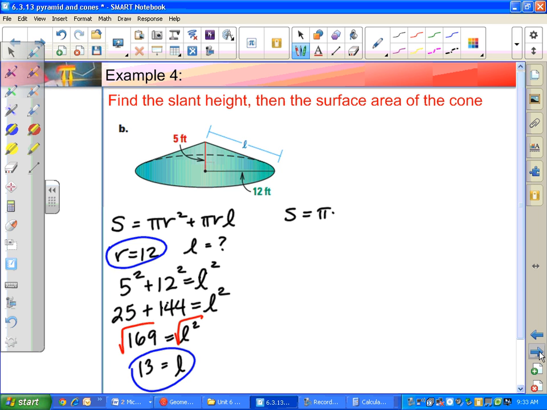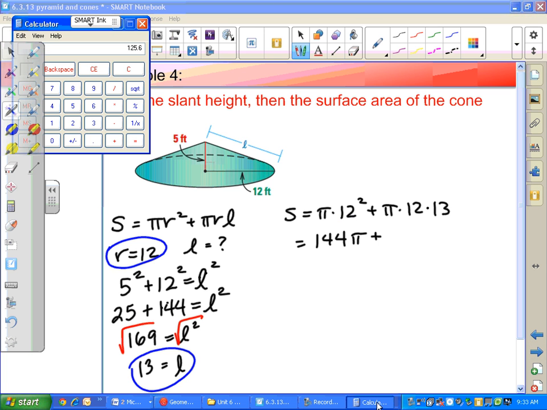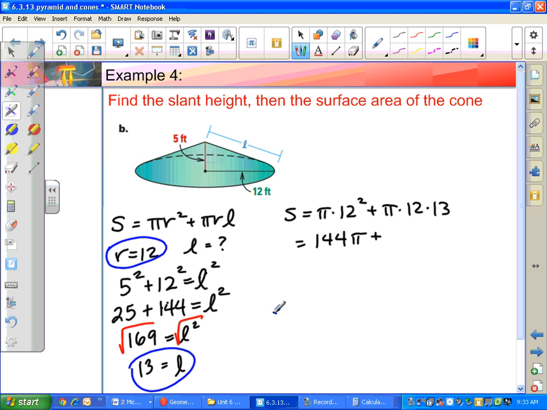Pi times my radius, which was 12, plus pi times my radius times my slant height. So now we just work it out. 12 squared is 144. So we have 144 pi plus 12 times 13. Let's see, I don't know that one off the top of my head, so we'll work it out here. 12 times 13 is 156, so plus 156 pi, and then I have to add these together. So that's going to be 300 pi square feet. Now, again, this is the exact answer.